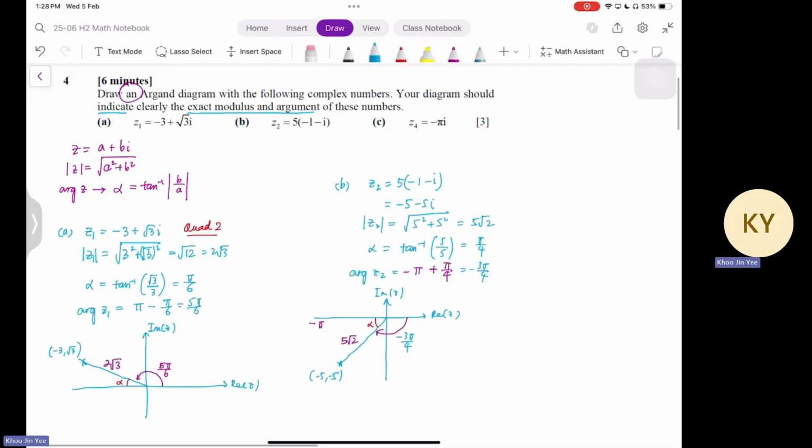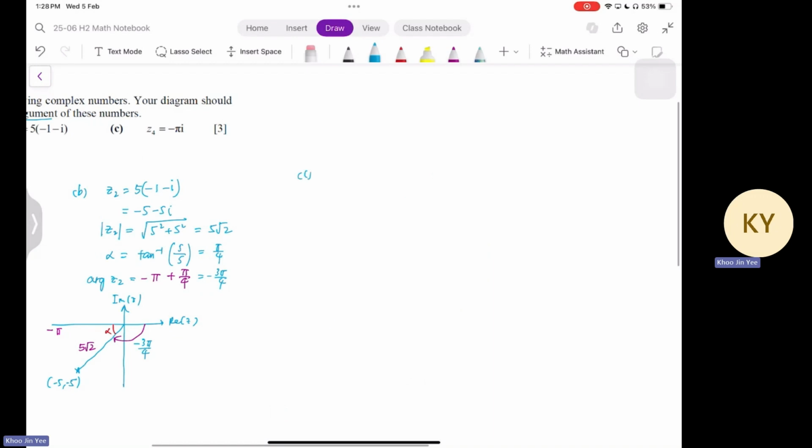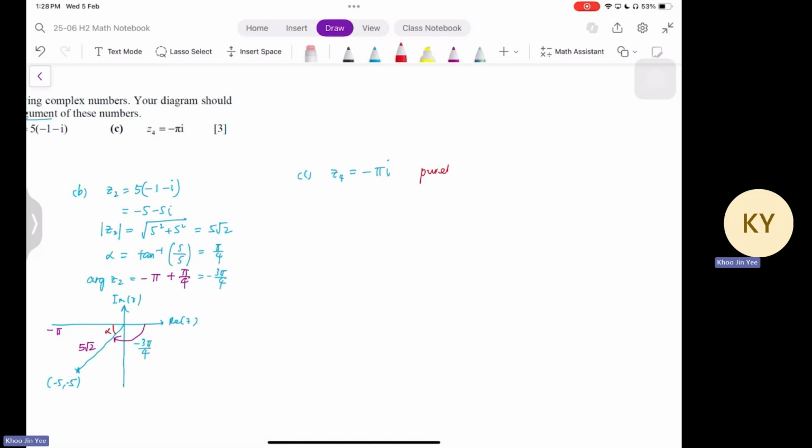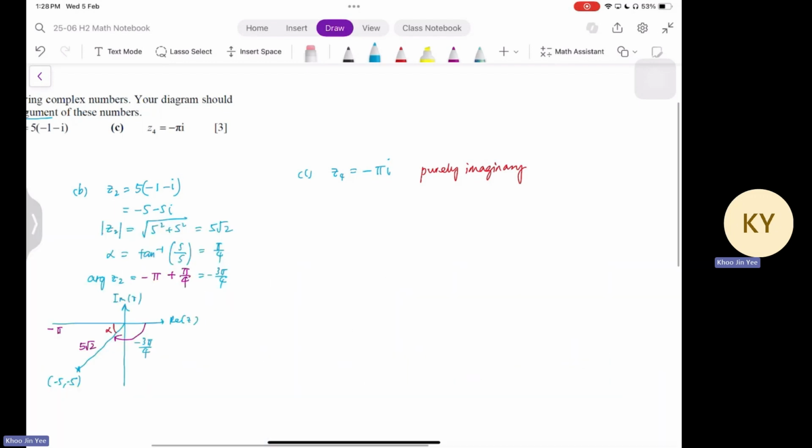Okay, part C. Over here we have Z4 equals negative pi i. This number is a purely imaginary number, it only has an imaginary part. So where will it be? The x coordinate, or horizontal coordinate, is 0. The vertical coordinate will be at negative pi.